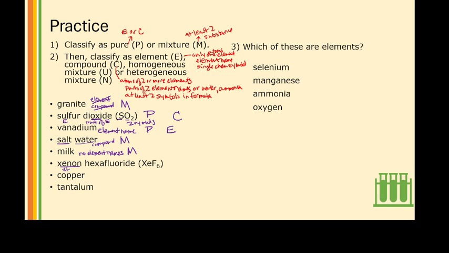Xenon, this is an element name. Fluorine, so this is part of an element name. And I see two chemical symbols, so this is a compound. Again, once I've identified it's a compound, it's pure. Frequently for pure, I'm really identifying, is it an element, is it a compound? If so, it's pure, and I'm really doing the next step as well. And then if it's neither an element nor a compound, then it's a mixture. Copper, this is an element name, and there's only one of them, so this is an element, which means it's pure. Tantalum, this is an element name, so it's an element, so it's pure.